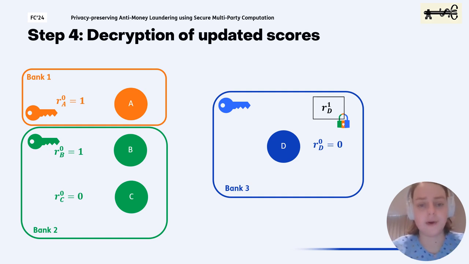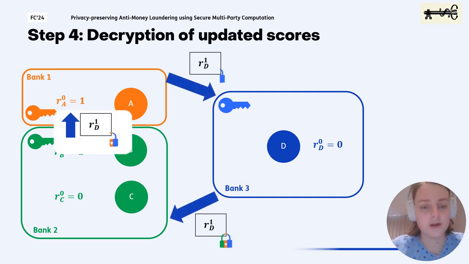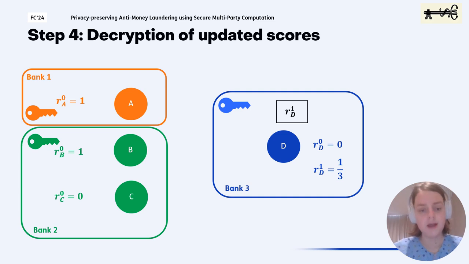And then we can start the step of decryption of the updated scores. So this happens through a round. Actually it happens a little bit differently, but this is just to visualize it. Bank 3 can send the encrypted score of D to bank 2. Bank 2 can partially decrypt the score using its own key, send it to bank A. Bank A can decrypt its part, send it to bank D, bank 3, and bank 3 ends up with the new score of account D, and it sees this score is 1/3, and can use this score for further transaction monitoring.